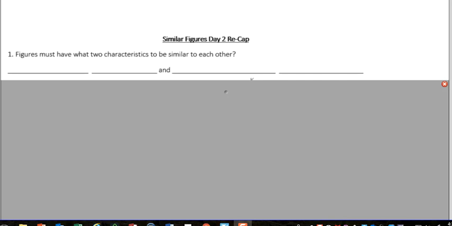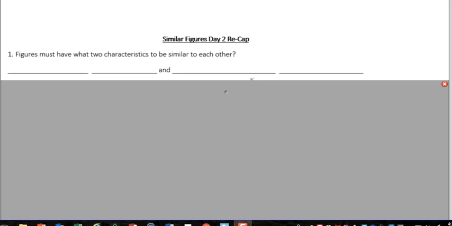Alright guys, we are going to do a little bit of recap on similar figures. So I know we started last week on them, and you should be seeing it this week in your math class if you haven't already. But I figured we'd do a little recap before I let you off on your own to practice this skill.